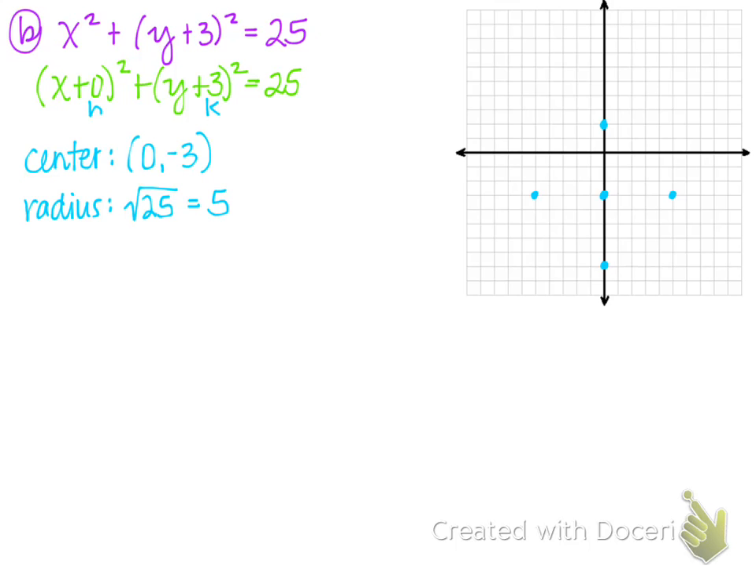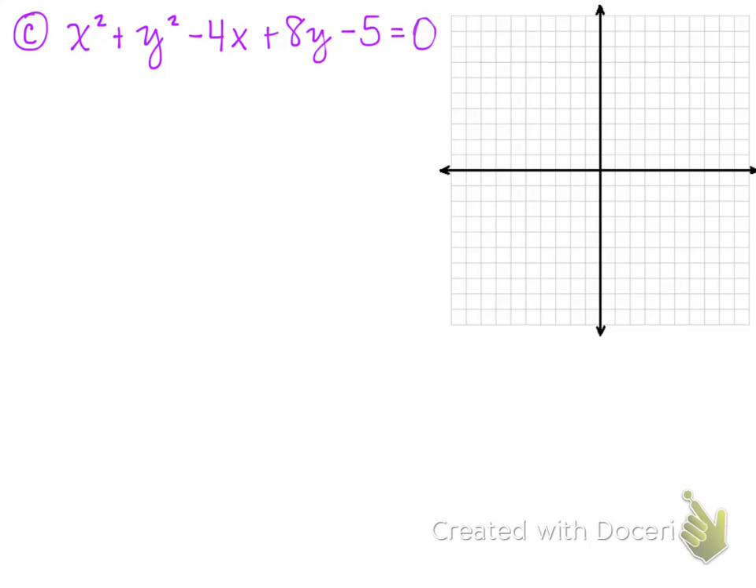So now we're going to sketch. The bigger the circle is, actually the harder it is to sketch it. And there we have it. Okay, so moving on to C. This is where we start running into some things that look a little foreign. We're going to use completing the square to get this into standard form. So this obviously isn't in standard form.